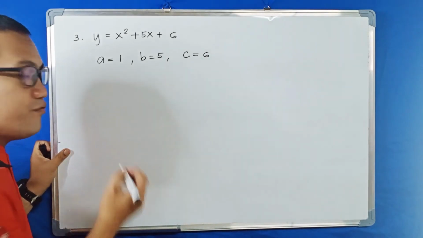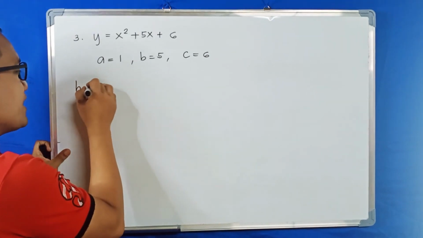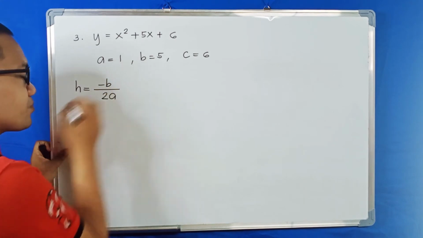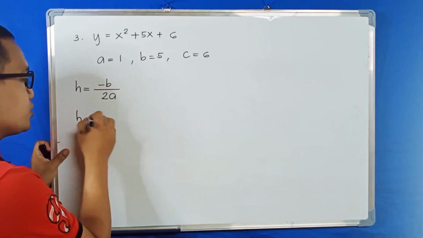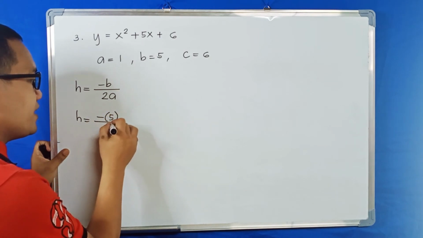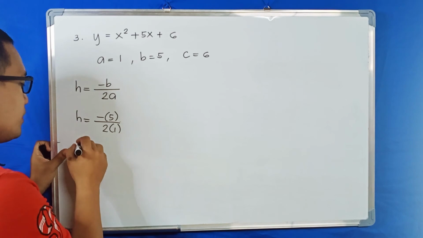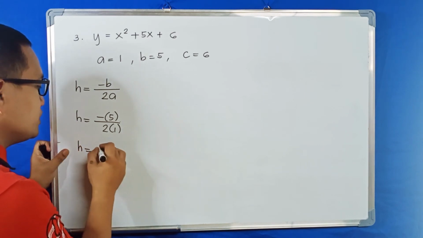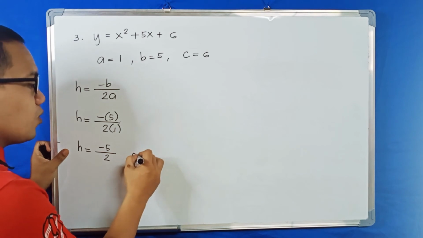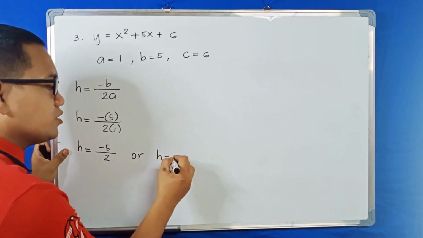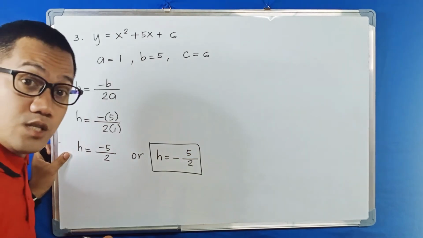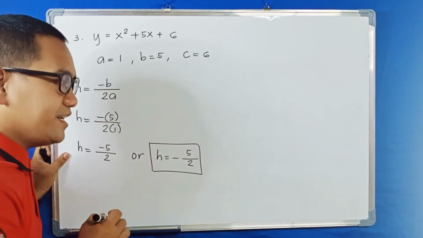For us to solve for our h, so again, we will utilize the expression negative b over 2a. H is equal to negative, our b is 5, while our a is 1. So h therefore is equal to negative 5 over 2. So we can write this one as h is equal to negative 5 halves. So this would be the value of our h.